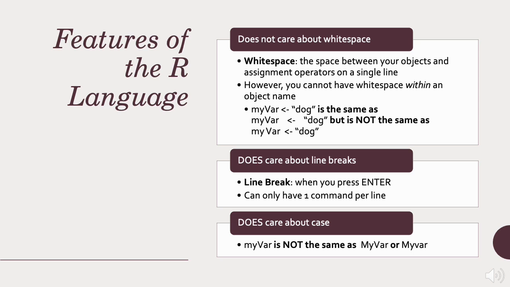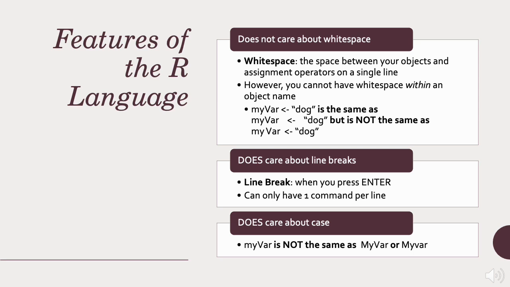R also doesn't care about something called white space. And white space is the space between your objects and assignment operators on a single line. It can also be spaces between, let's say, parentheses. However, you can't have white space within an object name. So you can see my examples down here, myVar with no spaces, followed by one space, an assignment operator, another space, and then dog is the same as that second line where there's a lot of space between the assignment operators and the value being assigned. R doesn't care about that.